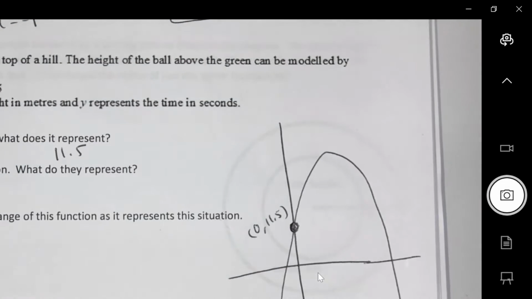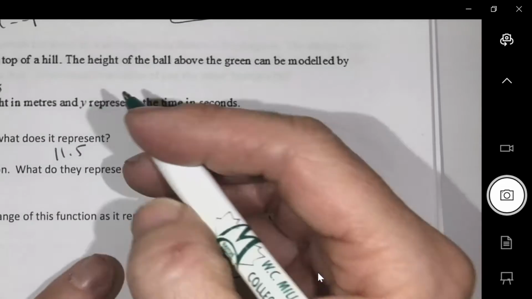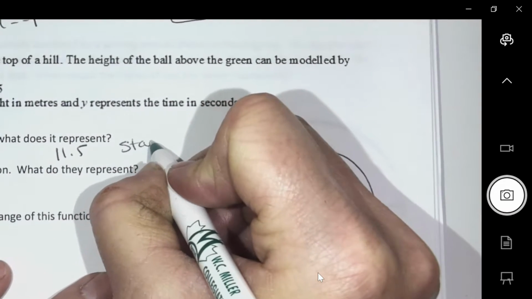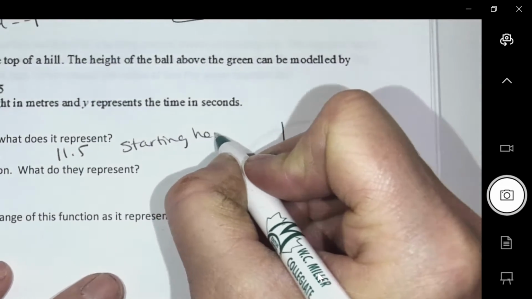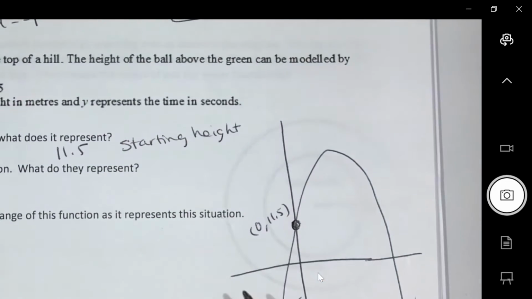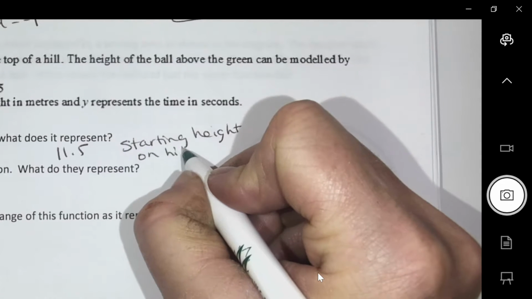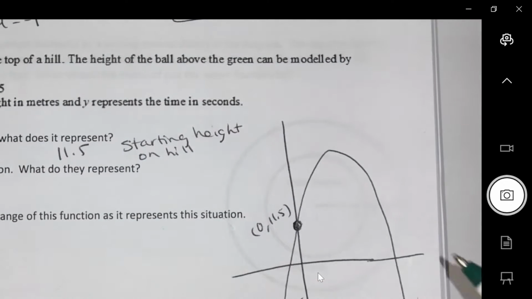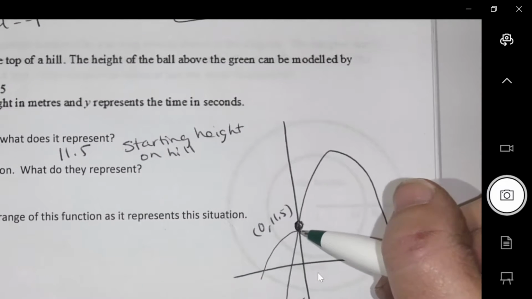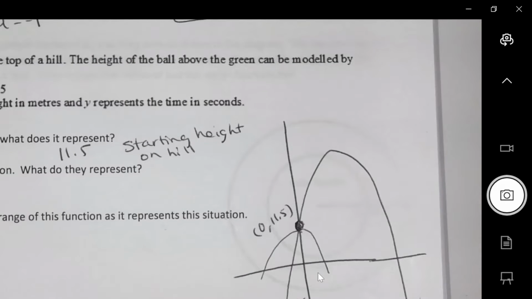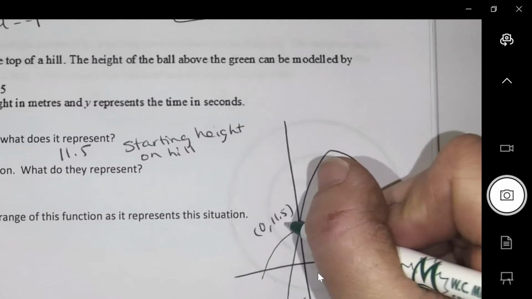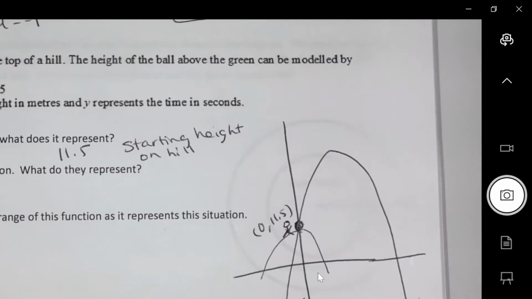What does it represent? So at the time of 0, this is the height we're at. So what does this mean? The starting height. And we're hitting this ball off of a hill. So that's like when we're on the hill. So we're standing on a hill here. That's what we're doing.